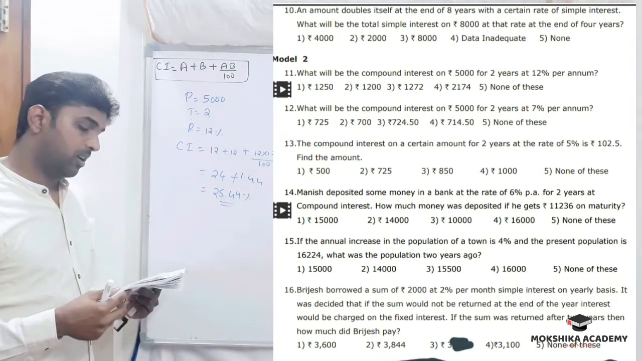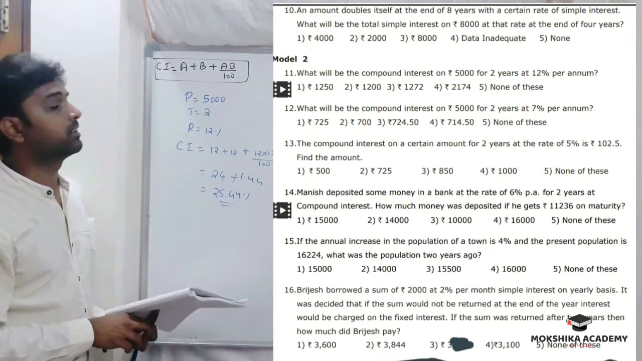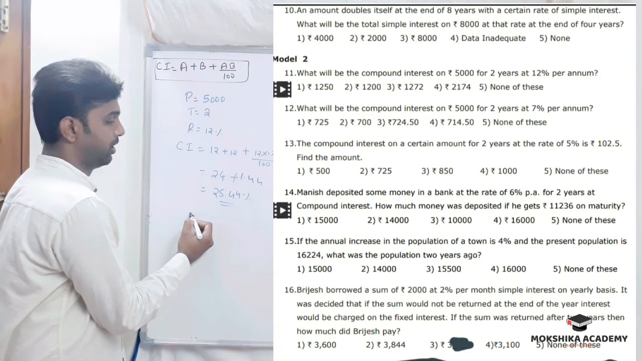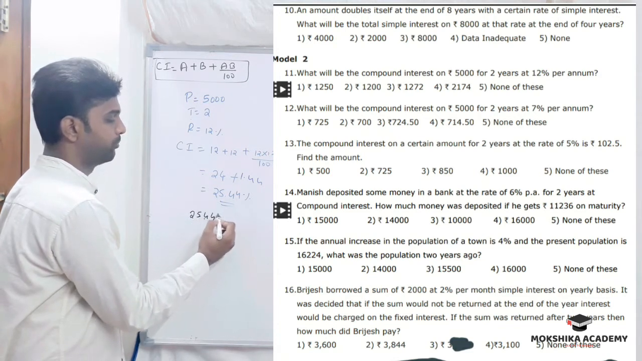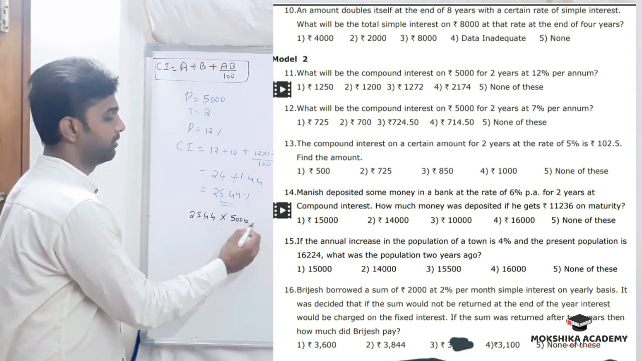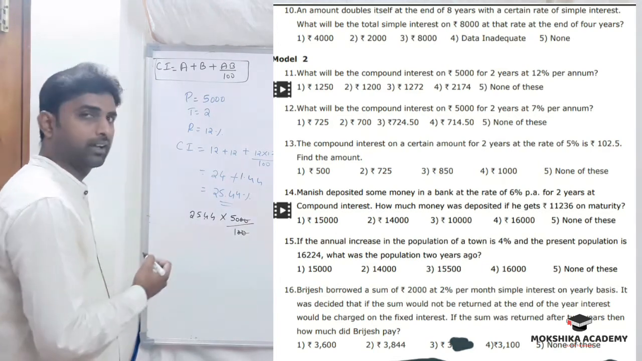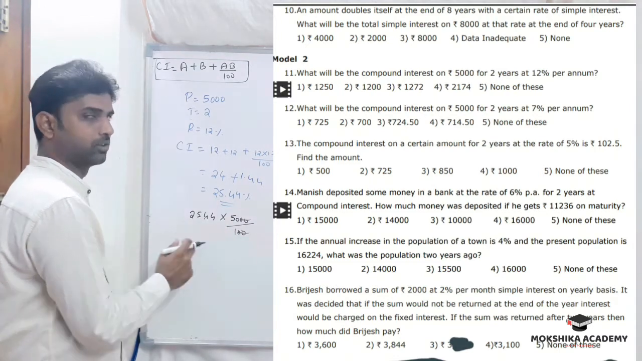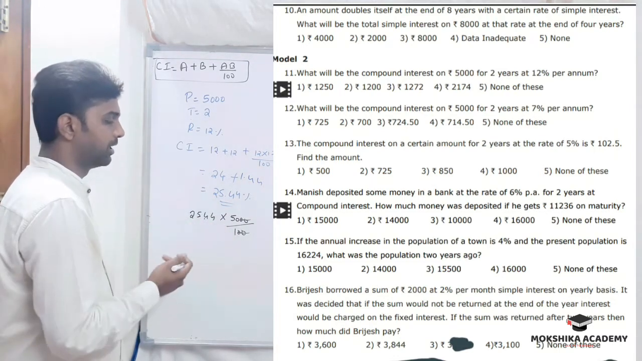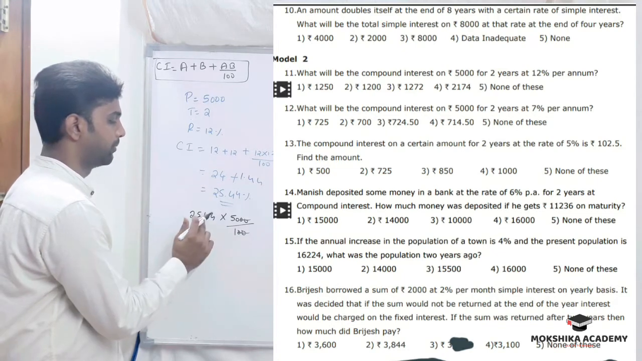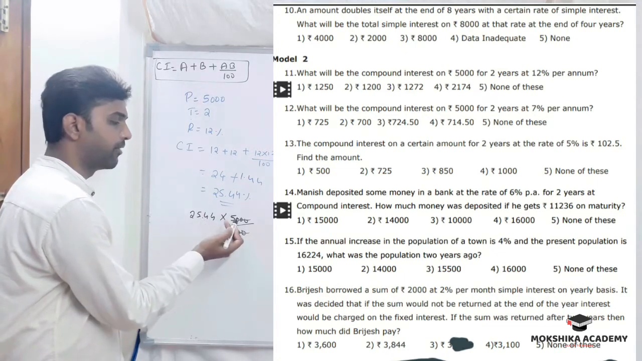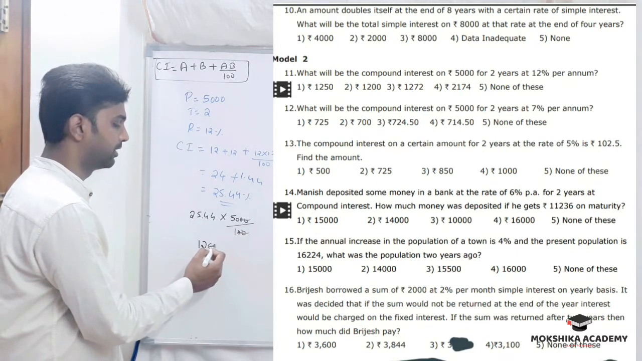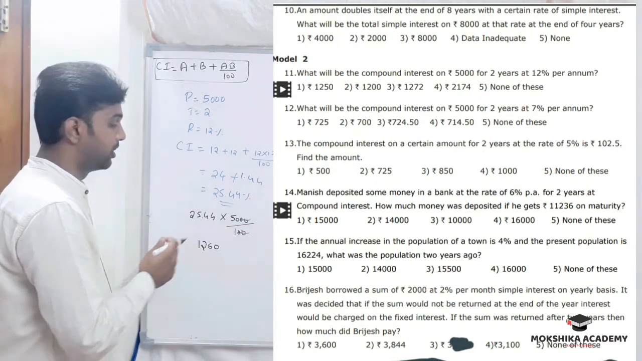What is the question? What will be the compound interest? You need to calculate the compound interest. What is compound interest? 25.44%. So 25.44 into 5,000 by 100. So the 0s will get cancelled, or you can write 100 here also, both will be same. Now you need to multiply. First you multiply this 25 into 5. What is 25 into 5? 125. That is 1,250. Okay, students.